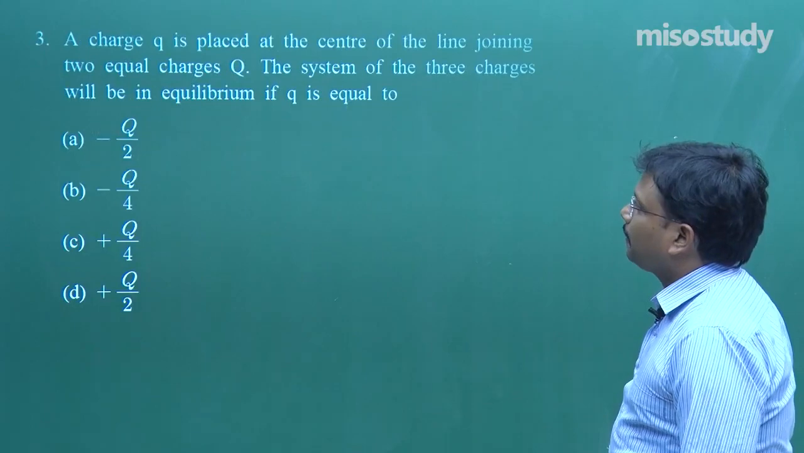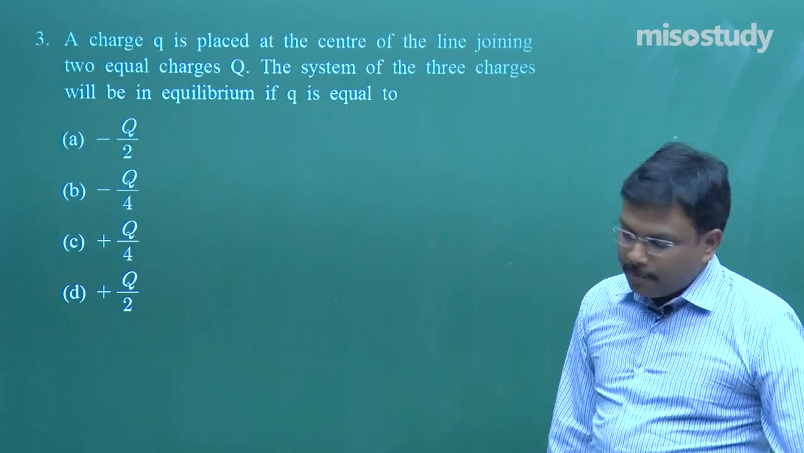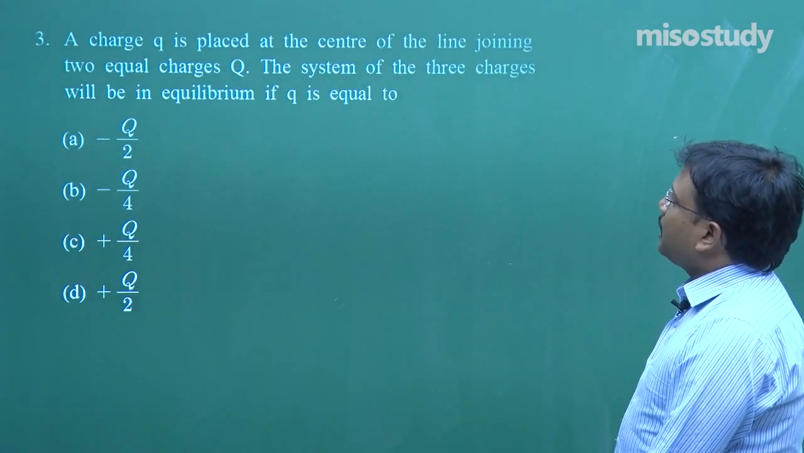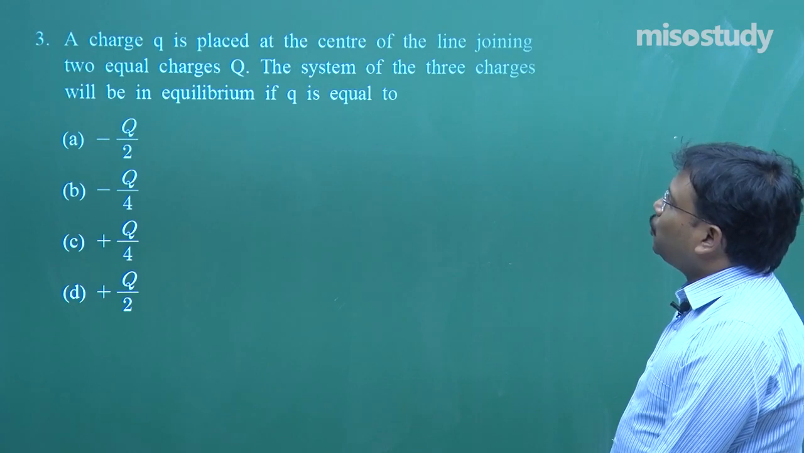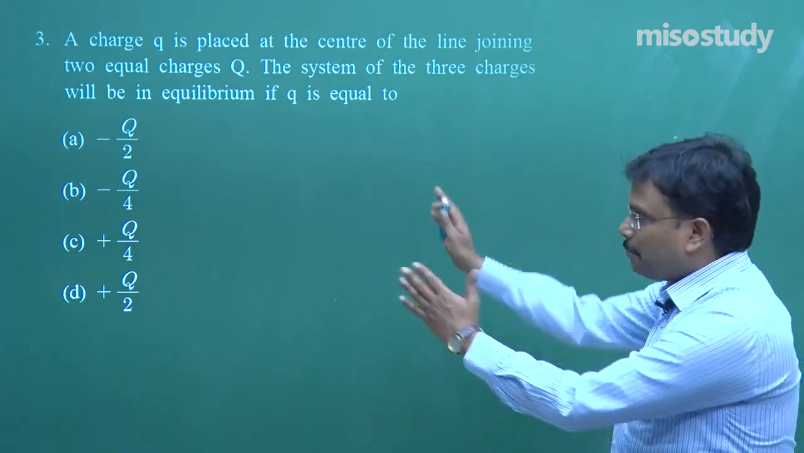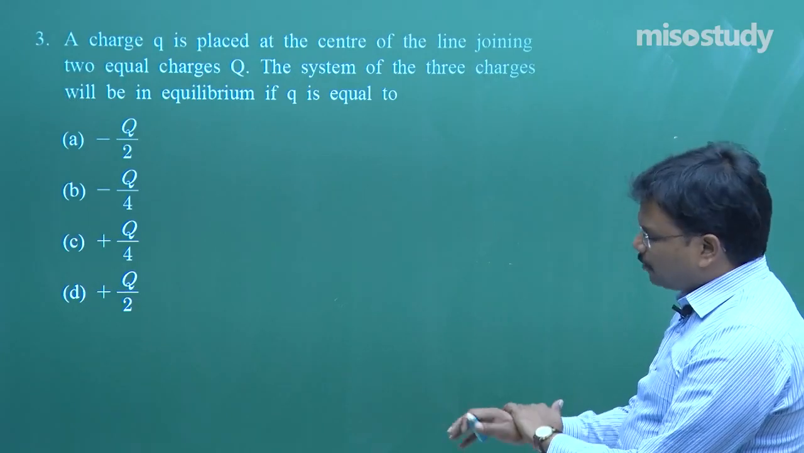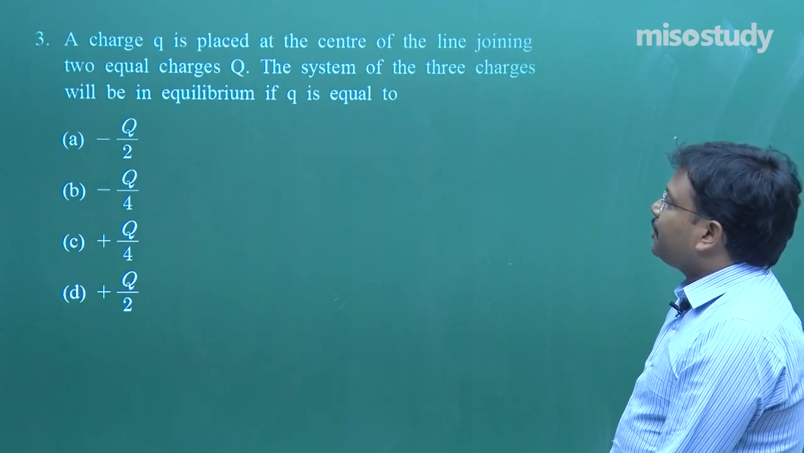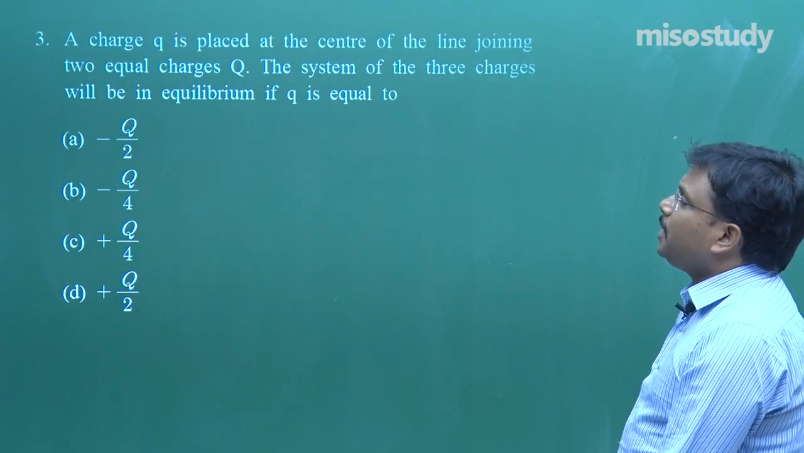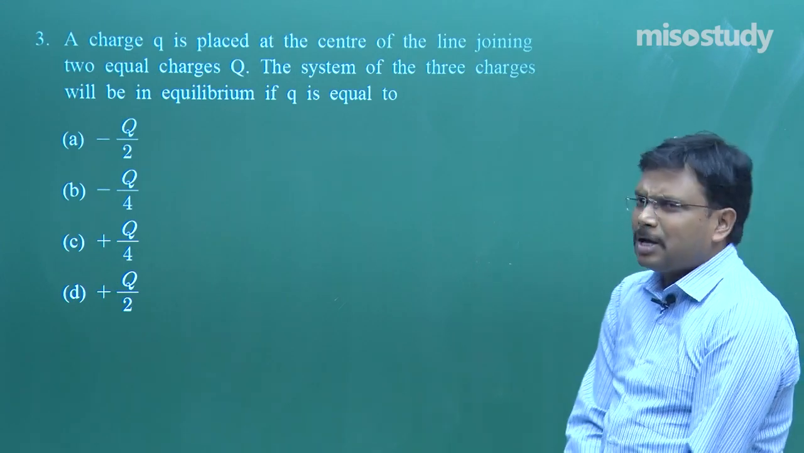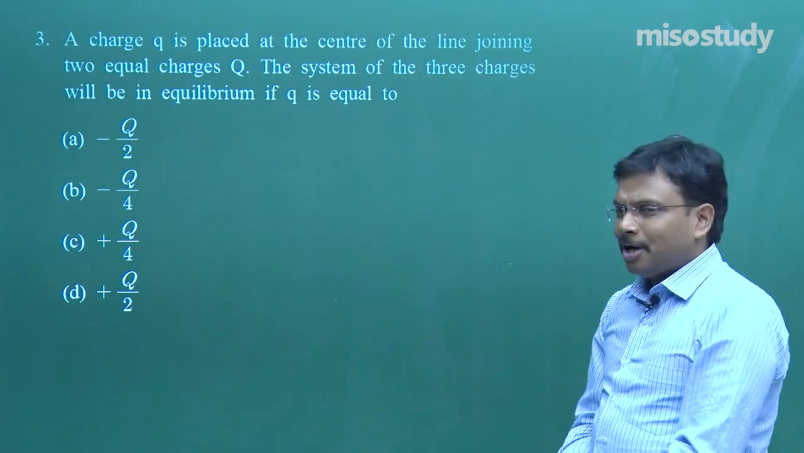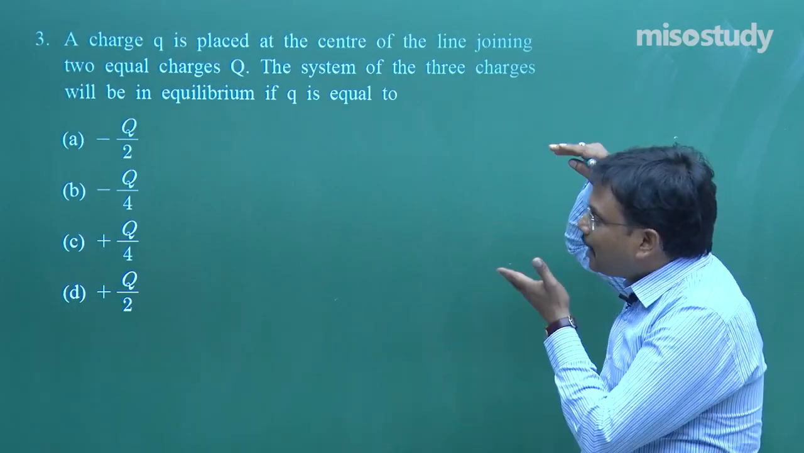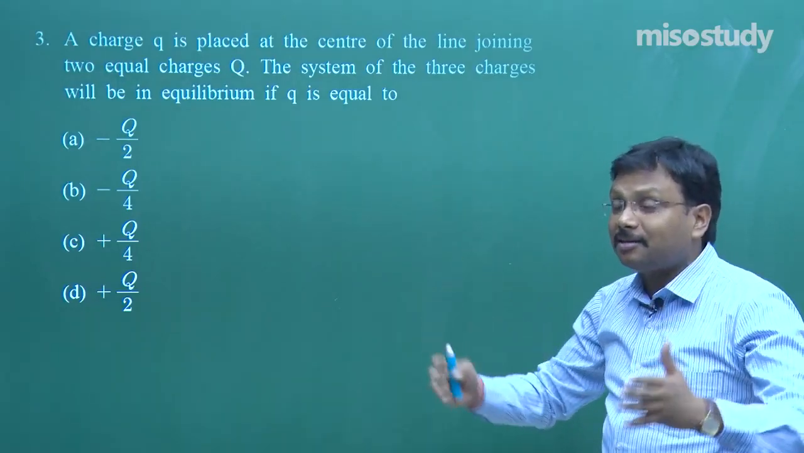And the third question is again a very beautiful question. Why beautiful? Let me explain. A charge q is placed at the center of the line joining two equal charges Q and Q. I'll have to draw the diagram. The system of the three charges will be in equilibrium if q is equal to what? Actually, don't you think in these questions some statement is missing? They are just trying to force you to start thinking in this way.